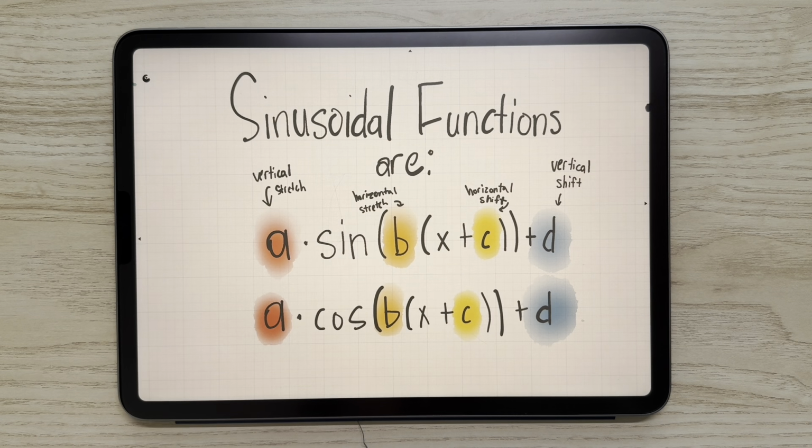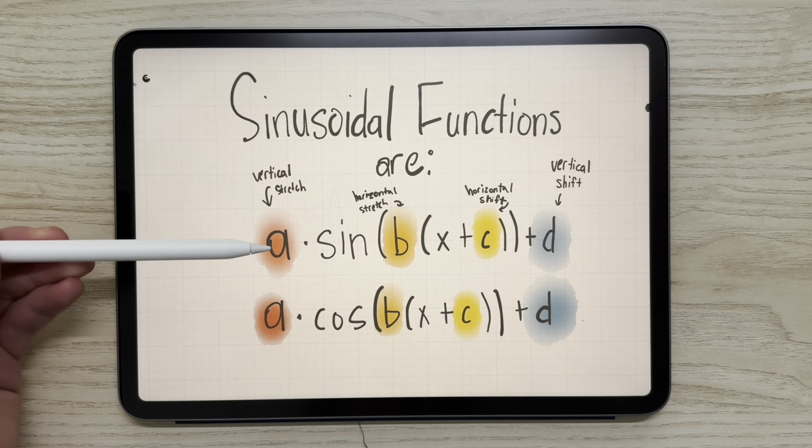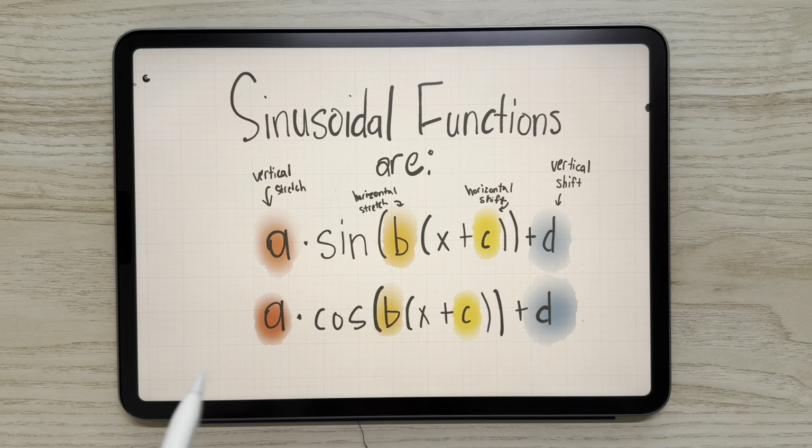Just as a quick refresher, sinusoidal functions can be modeled by one of these two things: a times sine of b times x plus c, all added by d. A is the vertical stretch, b is the horizontal stretch, c is the horizontal shift, and d is the vertical shift. You can use sine or cosine. It'll be the same, it's just the horizontal shift will be different by pi over 2, because sine and cosine are the same function but with a horizontal shift. Now I'm going to show you what each of these shifts look like.